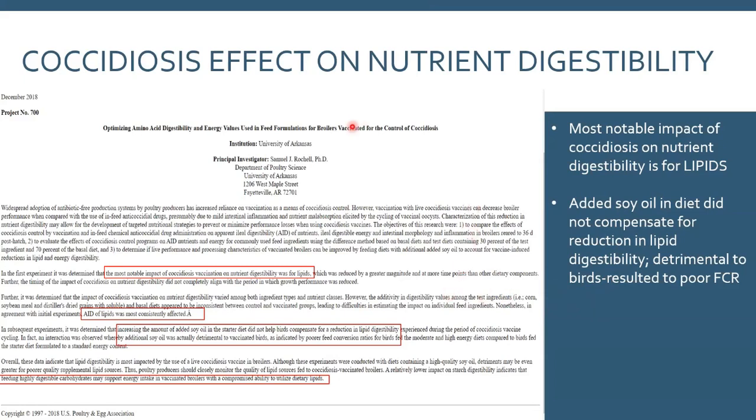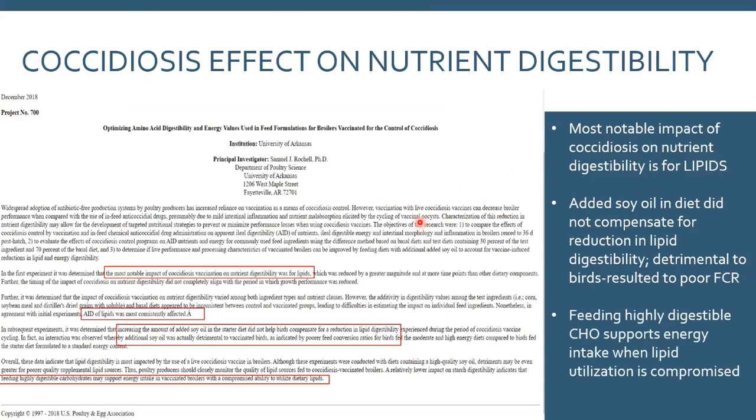So when birds are suffering from coccidiosis, we can relate that to destruction or damage in the gut. And when that happens, it causes poor digestion of the nutrients. Why does it affect the digestibility of lipids? They are still trying to figure out what particular mode of action makes the digestibility of lipids affected by these damages in the gut.